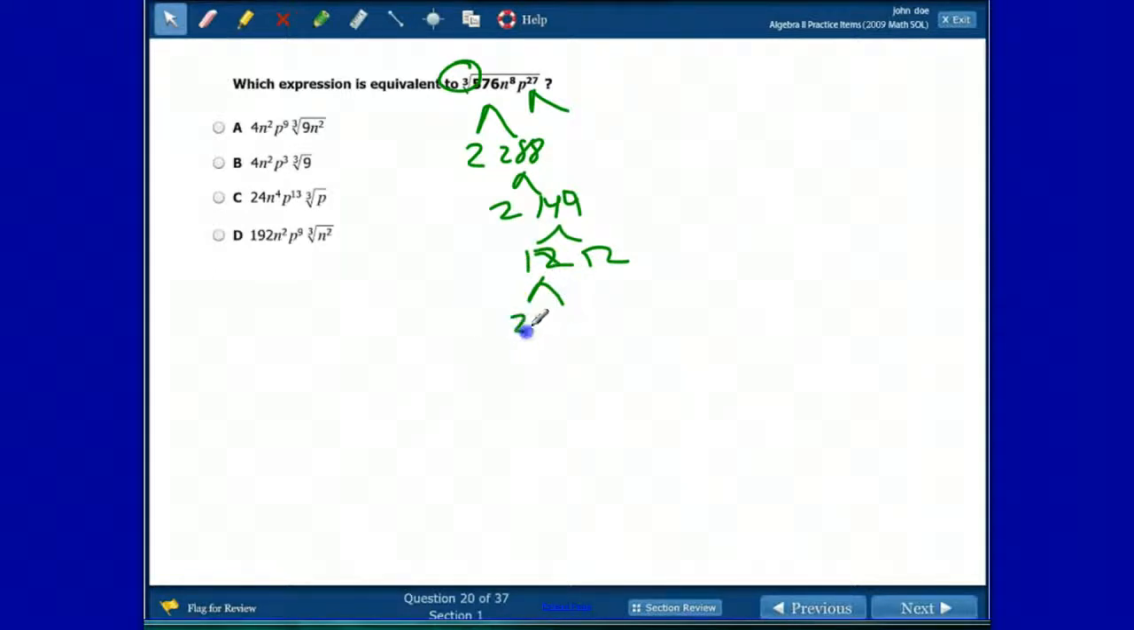12 breaks up into 2 and 6. 6 breaks up into 2 and 3. And I got the same thing going on over here. Okay? That's all broken out. Now, I'm looking for groups. Let me change color here. I'm looking for groups of 3.